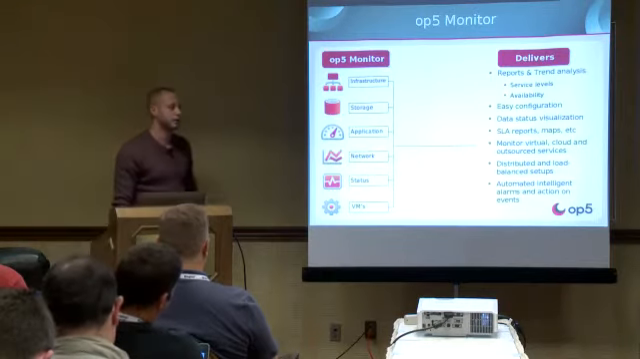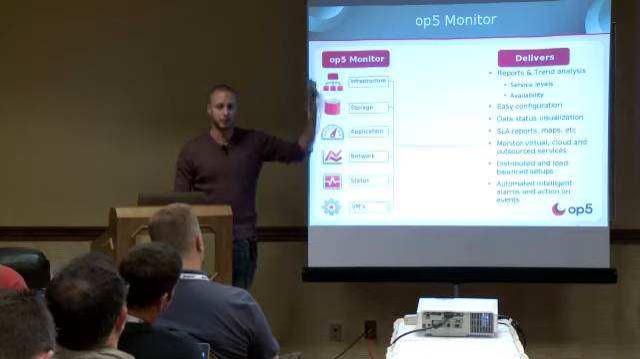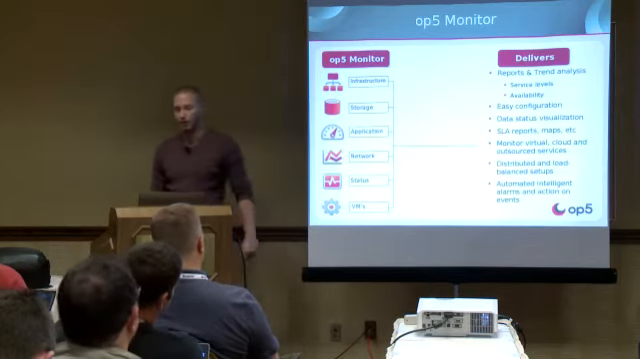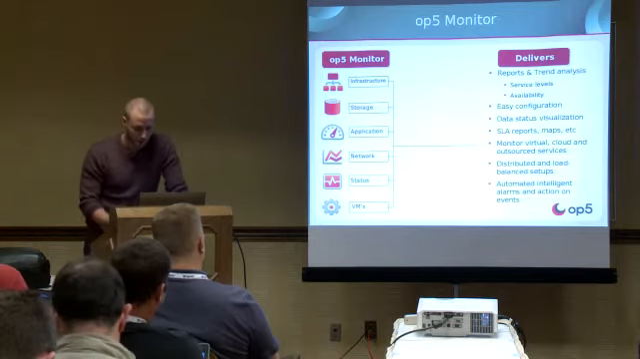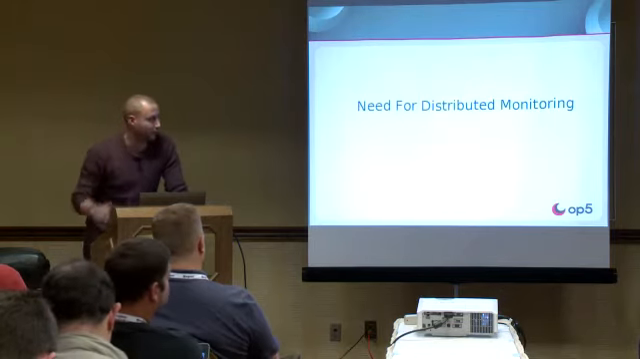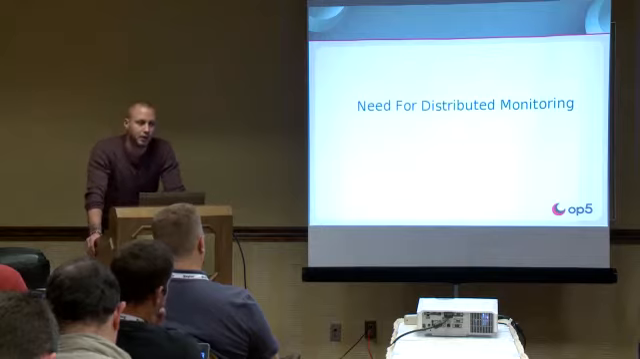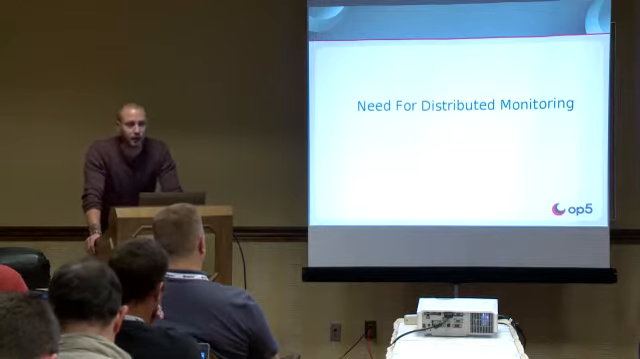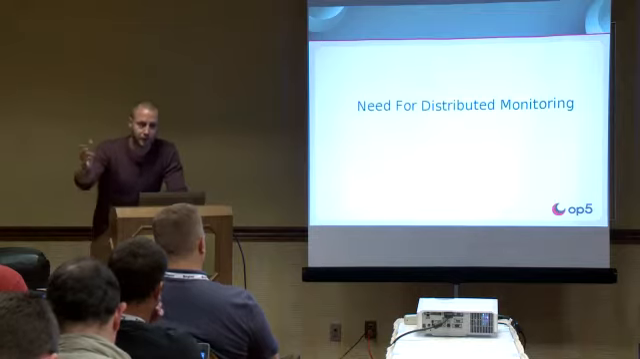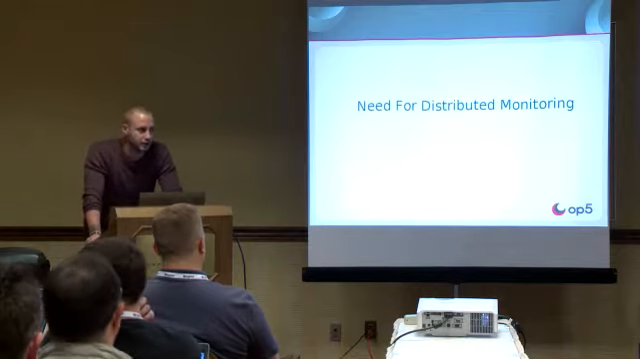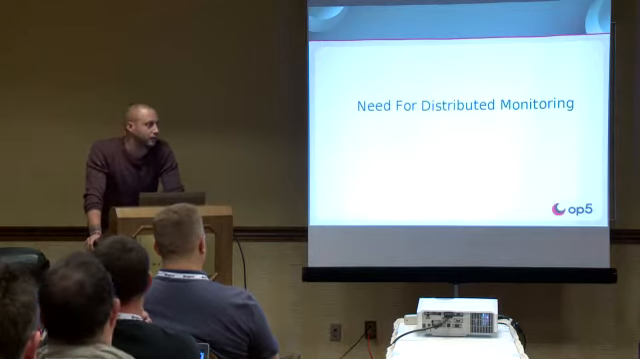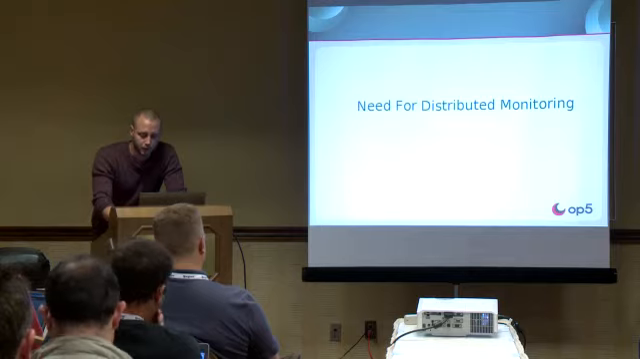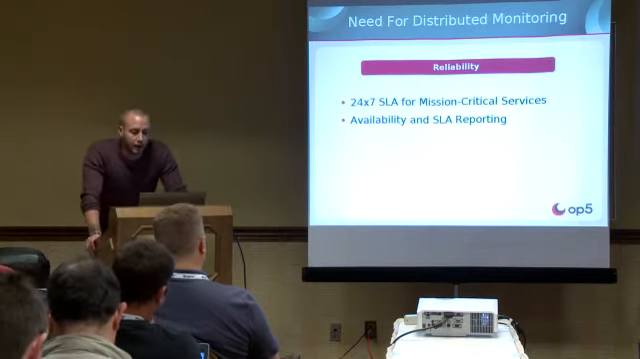OP5 Monitor has the standard stuff that Nagios does for you, and maps, reports, all that jazz that everybody needs. We also have a need for distributed monitoring because even with very high performance code, there's only so much that one system can handle. For Mr. Wittenberg's case, with his 1.5 million services, you will be hard pressed to monitor that with any kind of sane interval on just a single system. So we need something other than that.